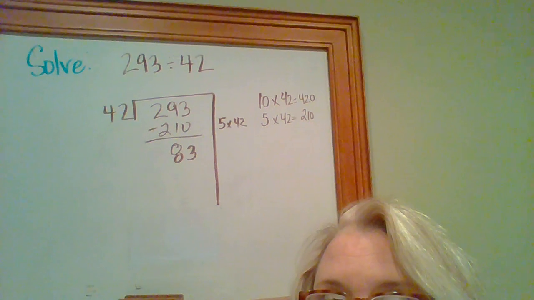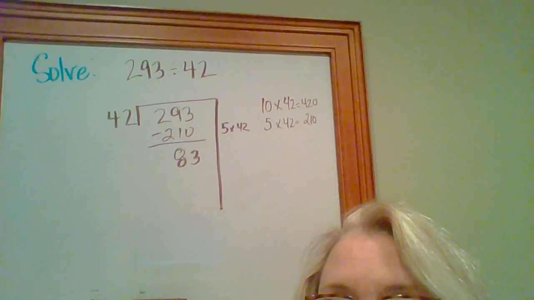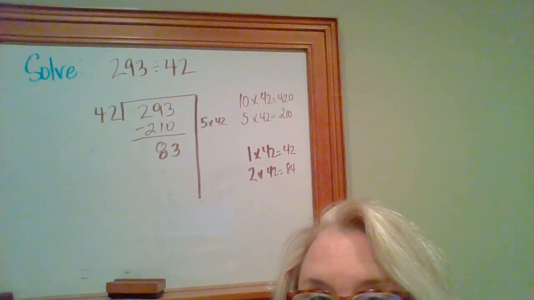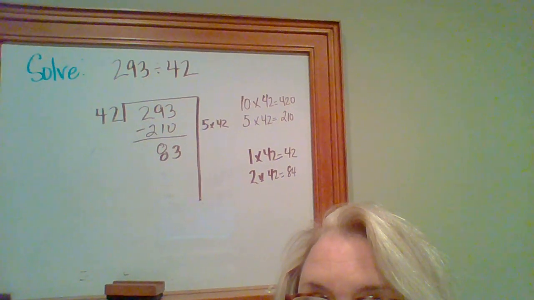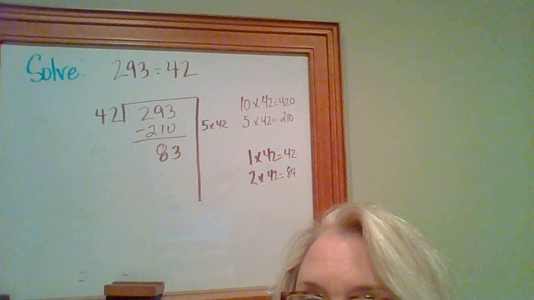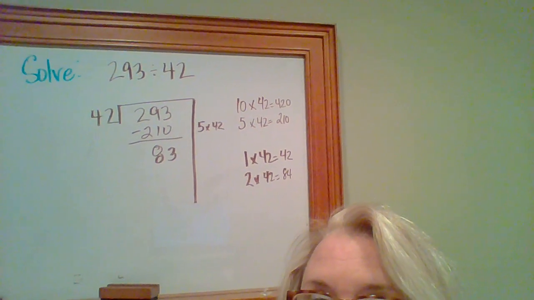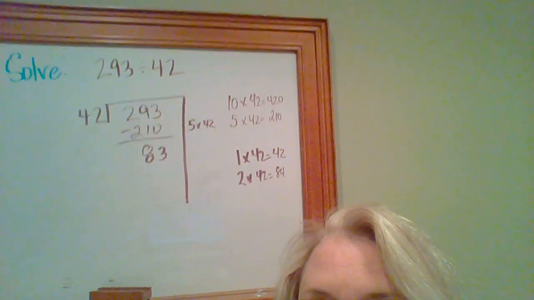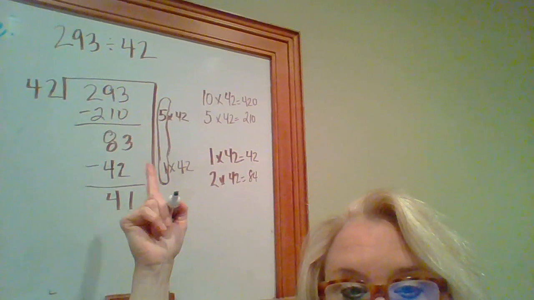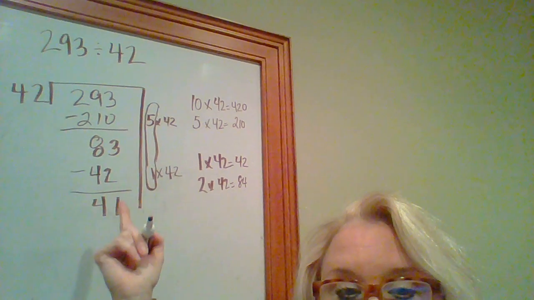Now we have to figure out how many groups of 42 we can get out of 83. Let's start by building a multiplication tower that starts with 1. We start with 1 times 42, which is equal to 42. Now, if we go to 2 times 42, we double 42, and that's 84. 84 is too many groups of 42 to pull out of 83. So we know we have to do one group of 42. Here's our multiplication tower on the side. We just did 1 times 42, which equals 42. Now we have to subtract 83 minus 42, and the answer is 41.